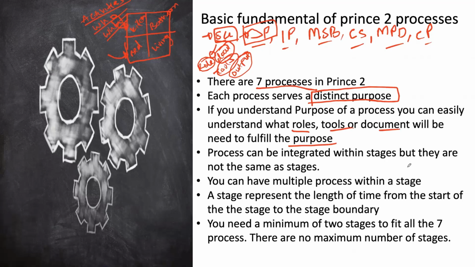It says the processes can be integrated within stages, but they are not the same as stages. The stage is where your processes operate, but they are not the stage themselves, just as the bedroom does not make up the house. The bedroom is part of the house. In order for Prince2 processes to work, you need a minimum of 2 stages to fit all of your processes into.